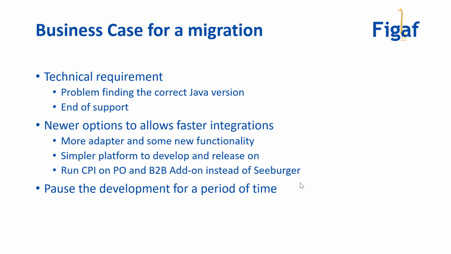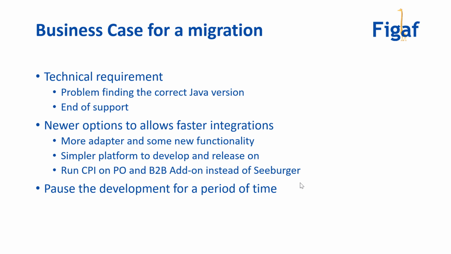Some of the newer development is a lot easier to do on new platforms. You want to do development on the newest platform because then you can achieve the speed and deal with all the things there. One of the things is CPI, which you can run on the PO system, and that gives you some benefit with regard to technical processes.